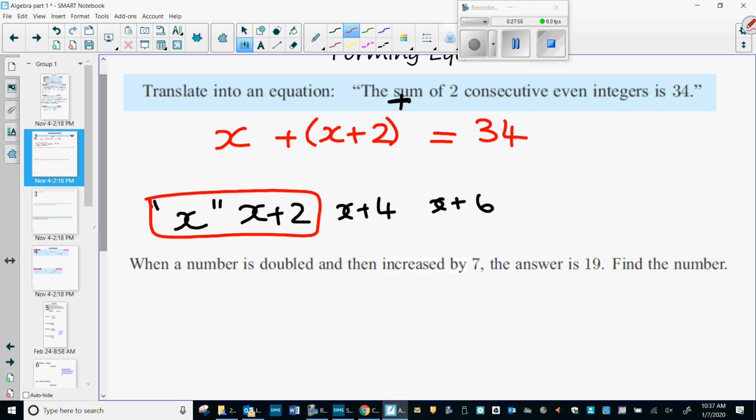So if it said the sum of 3, would we do x plus 4? If it had 3 consecutive numbers, we would have x plus x plus 2 plus x plus 4. We do all of them, because it's the first number, the second number, and the third number equals 34, equals whatever. Okay? That's a good question.